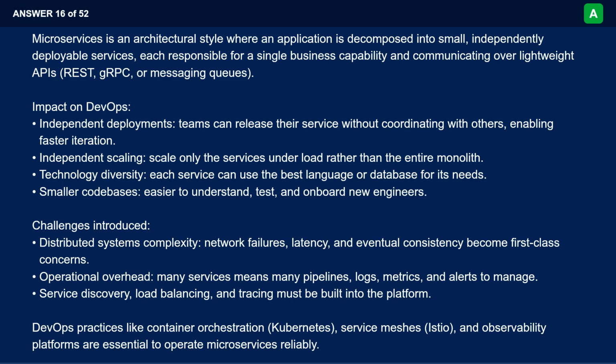Challenges introduced: distributed systems complexity. Network failures, latency, and eventual consistency become first-class concerns. Operational overhead. Many services means many pipelines, logs, metrics, and alerts to manage. Service discovery, load balancing, and tracing must be built into the platform. DevOps practices like container orchestration, Kubernetes, service meshes, Istio, and observability platforms are essential to operate microservices reliably.